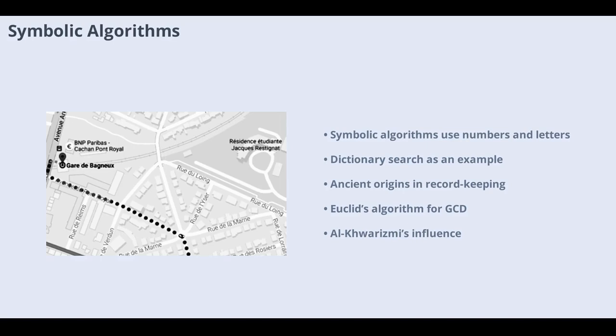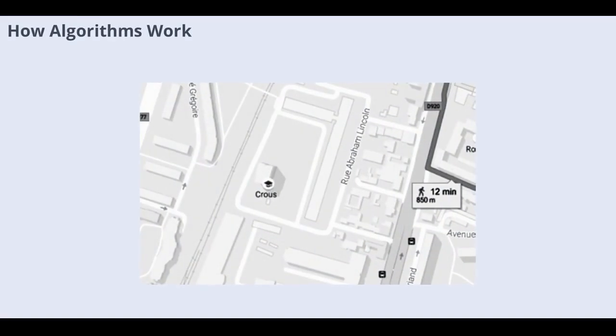In fact, the concept of algorithms is as old as writing itself. Ancient scribes used algorithms for addition and multiplication to keep records. Mathematicians like Euclid developed algorithms to solve problems, such as finding the greatest common divisor of two numbers. Over time, the word algorithm evolved from the name of the Persian mathematician Al-Khwarizmi, whose work influenced both language and science.